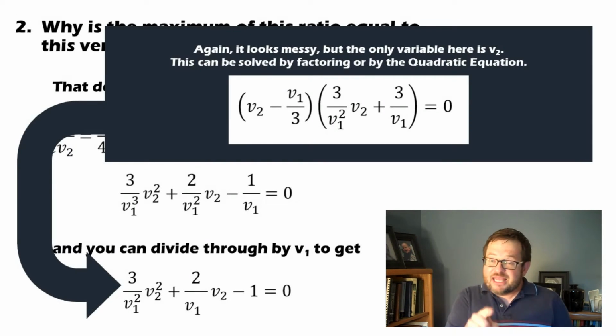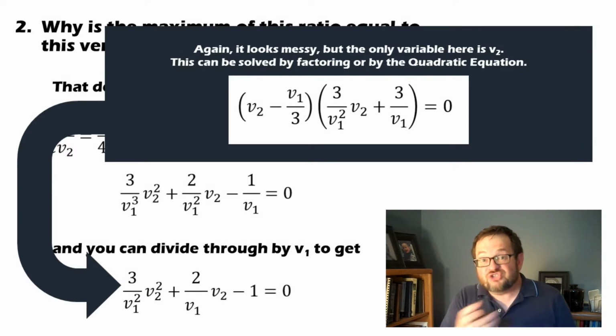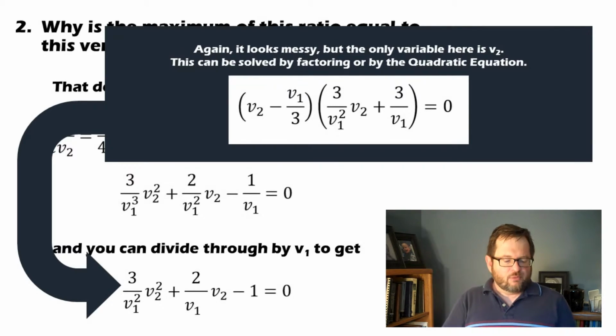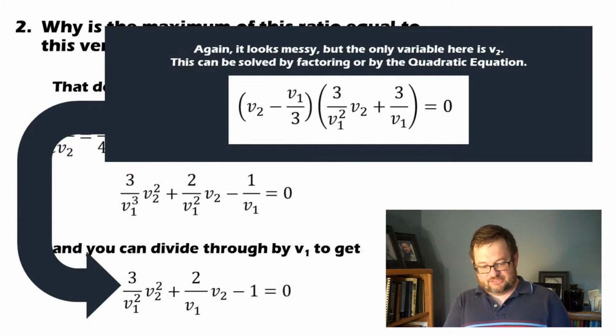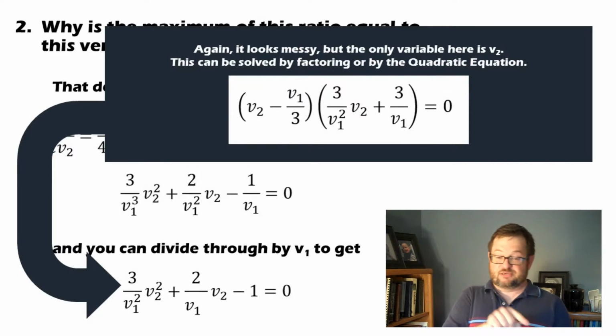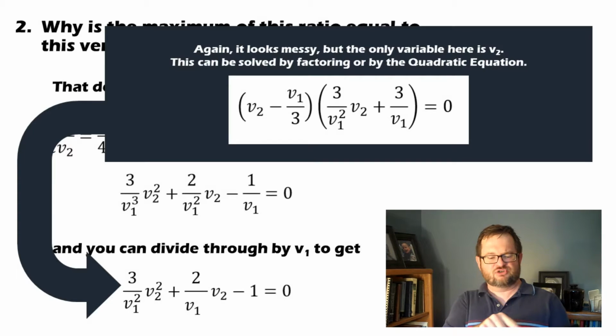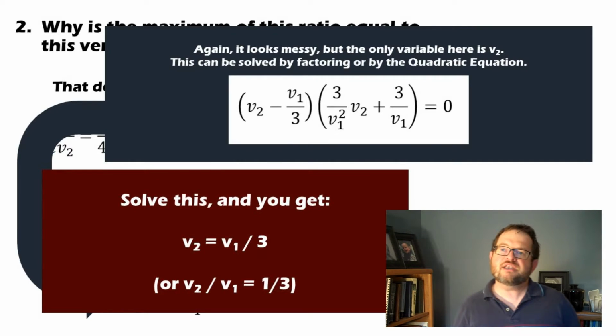Now that looks messy, but again, keep in mind V2 is the only variable. V1 is actually a constant. It's something we measure from the wind. This messy thing can be factored, or you could solve it using the quadratic equation, but if you factor it this way, it's a product of two things that equal 0. Either the first term is equal to 0 or the second term is equal to 0. Well, V2 minus V1 over 3, the only way that's going to be equal to 0 is if V2 equals V1 divided by 3.